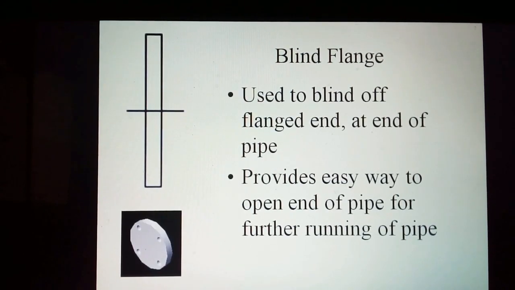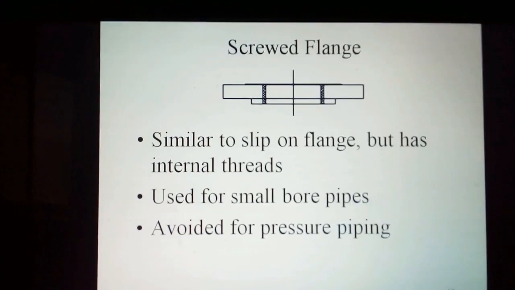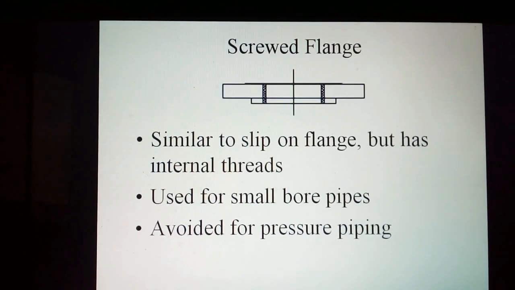Blind flange is used to blind off a flange, generally at the end of a pipe. This provides an easy way to open the end of a pipe for further running of the pipe. Screwed flange is similar to slip-on flange, but has internal threads. It is used for small bore pipes. It is not used where there is pressure in the pipe.